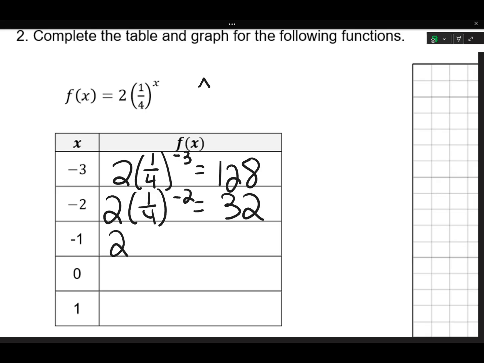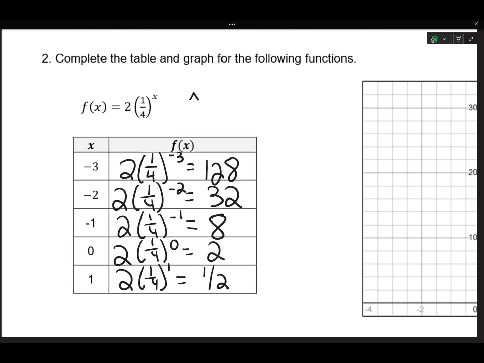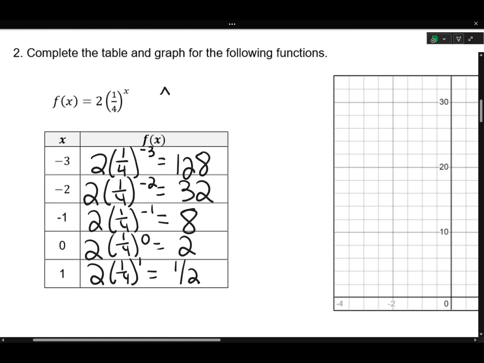2. 1, 8. 0 gives me 2, and then 1 gives me an answer of 1/2. Now, looking at my graph, it only goes up to like 30 something, so I am just going to graph these points. I don't know about the 1/2. I'm going to graph all the whole numbers.